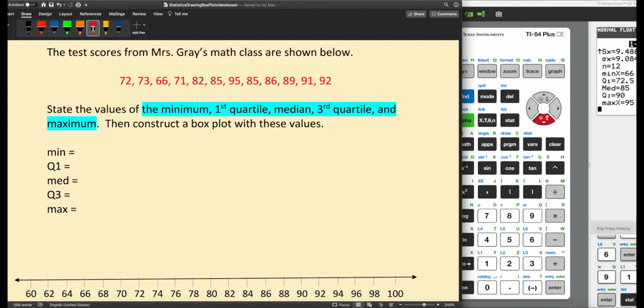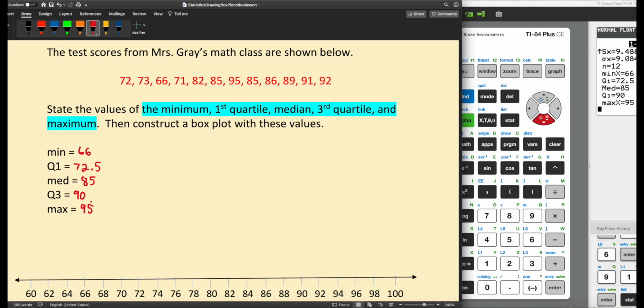So I go to the min, and I put 66. My Q1, 72.5. My median, 85. My Q3, 90. And my max value, guys, was 95, the highest number of test scores we had. Or I should say the highest grade of test scores we had.